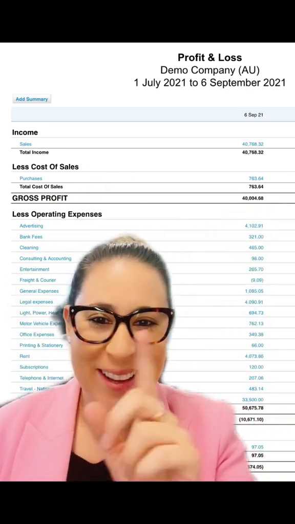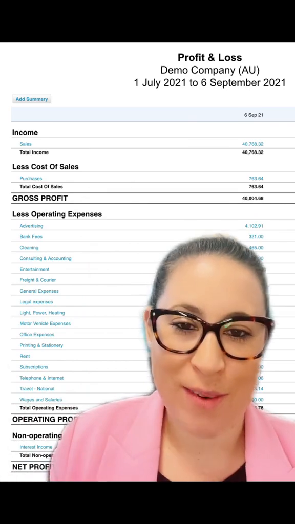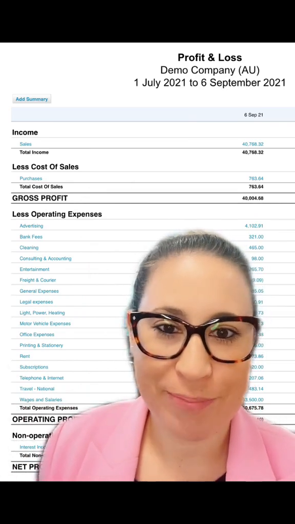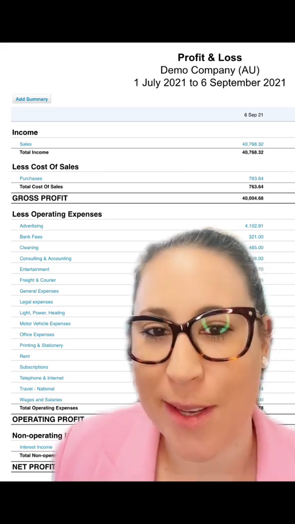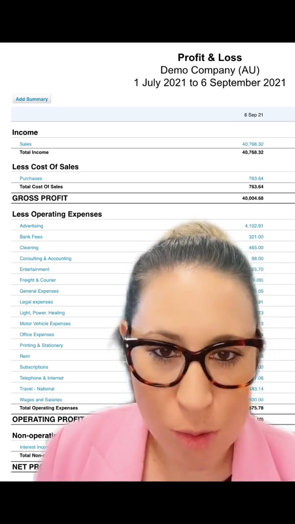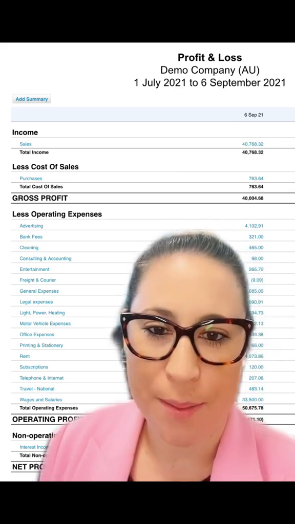Then we've got all of the expenses. Not very good at pointing the finger. These are all the other expenses that your business incurs. Your rent, your advertising, your accounting fees, bank fees, everything else that you've got in your business that you're spending.